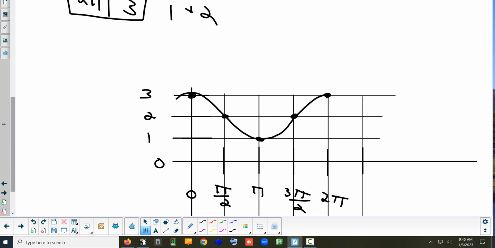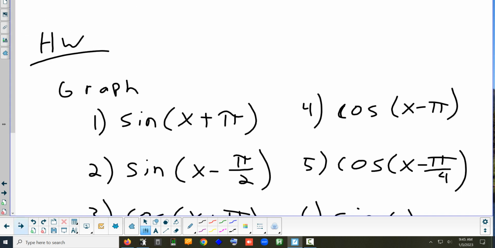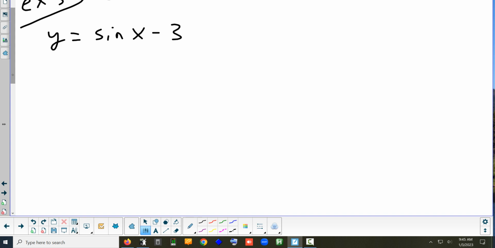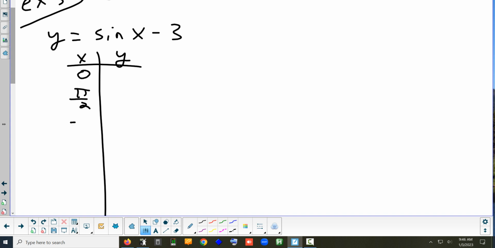So that's a cosine shifted up. We'll finish up with a sine, and we'll shift it the other way. Sine shifted down. Okay. So Chris, what values are going to stay the same? The x values? Yep, the x values. And hopefully you're starting to remember what those are a little bit.